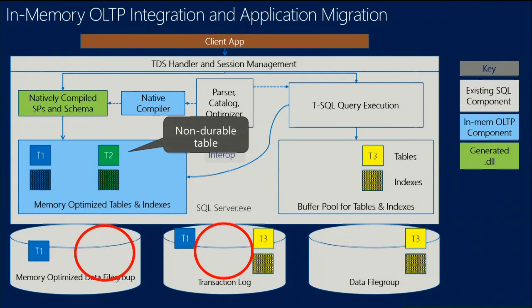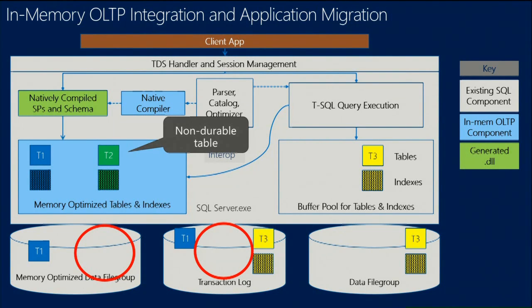And then we have another nifty feature, which we call a non-durable table. Now, non-durable tables are not for everyone, because non-durable tables don't exist on disk. There's no copy persisted in the memory optimized data file group, and operations are not logged in the transaction log. So the data is lost on server crash. However, what you gain here is that transactions do not need to do any I/O. So the log I/O goes out of the critical path for the transactions. There's no I/O whatsoever for transactions on non-durable tables.